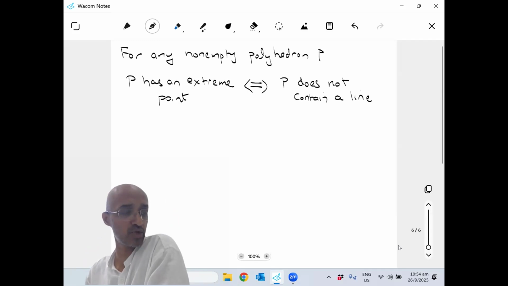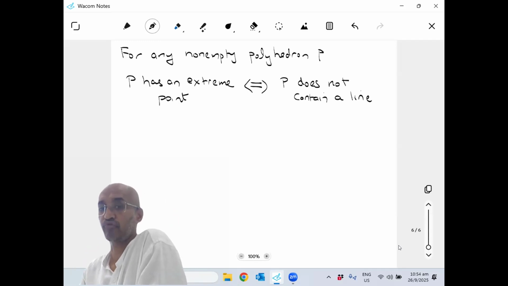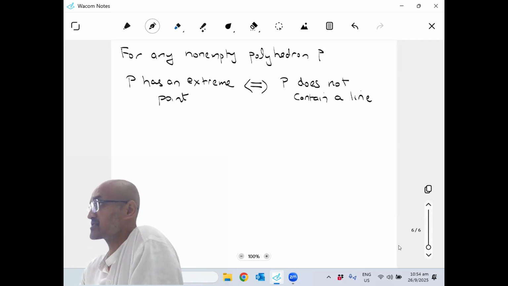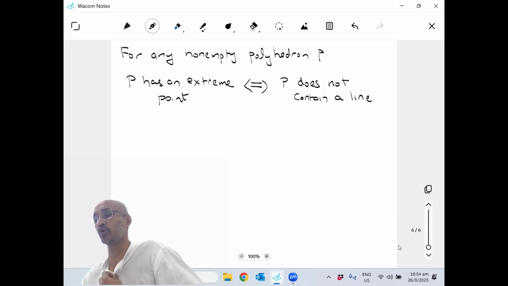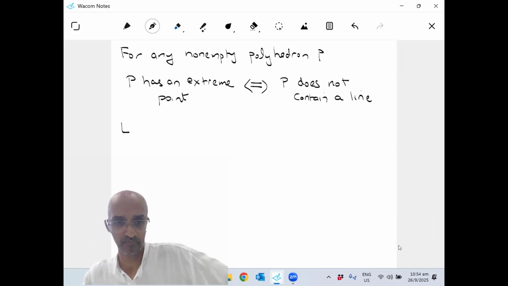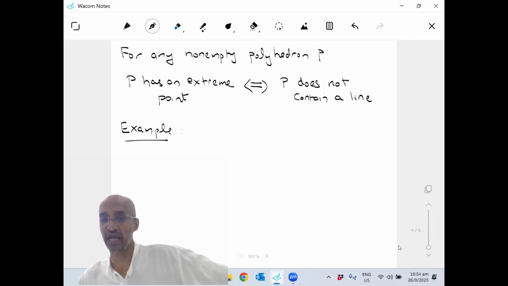Of course, a polyhedron can be empty. If a polyhedron is an empty set, then of course this problem is not interesting. But if you have a non-empty polyhedron, it has an extreme point if and only if it does not contain a line. So for example, take any bounded polyhedron. So take any polytope.